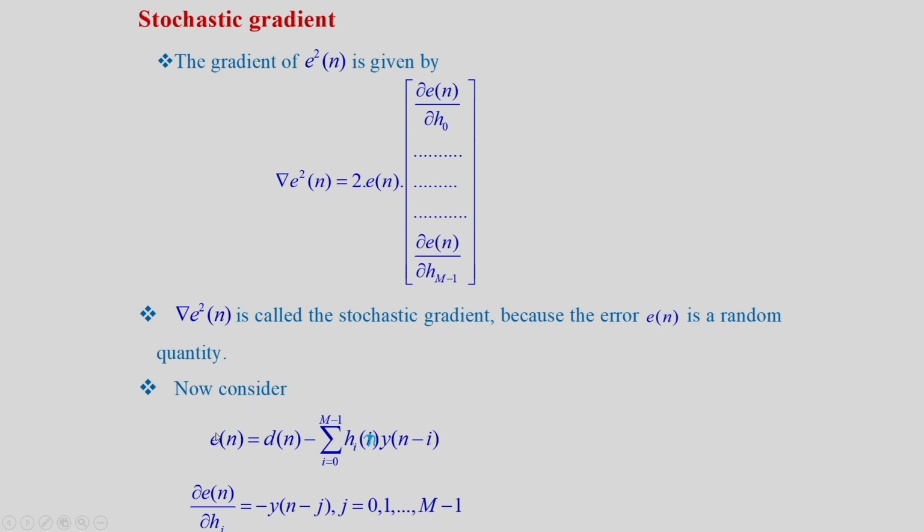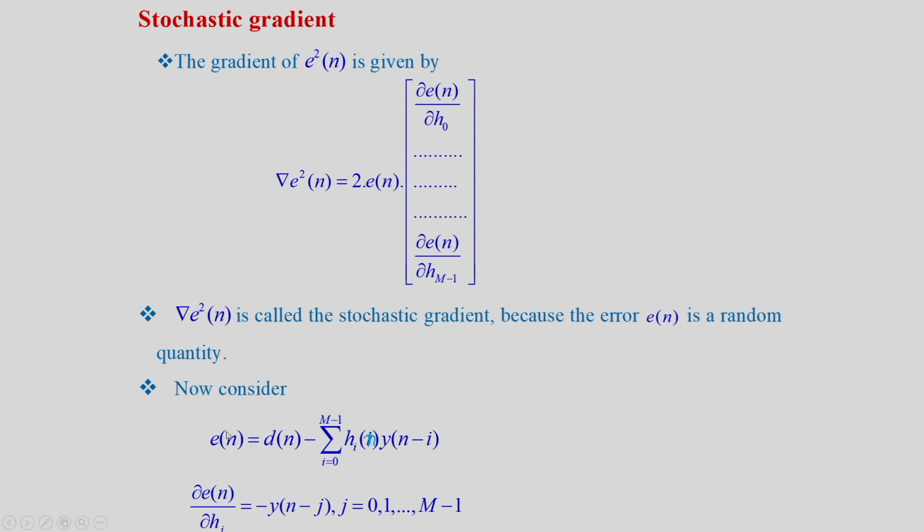Now, consider the error En, that is equal to Dn minus the filtered output. Filtered output is summation Hi n into yn minus I going from 0 to m minus 1. This is the error signal.